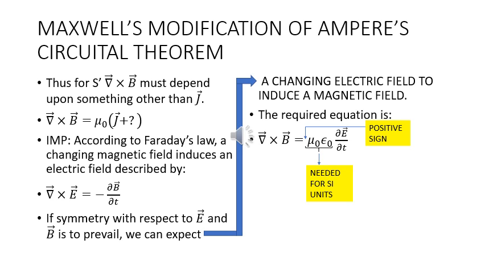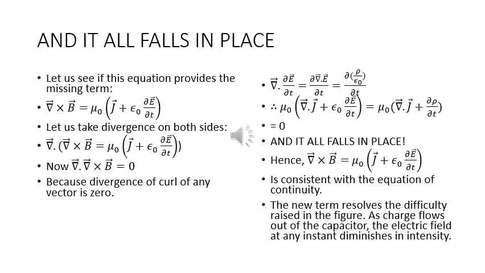It is important to remember that according to Faraday's law, a changing magnetic field induces an electric field described by curl of E equal to minus delta B by delta T. If symmetry between E and B is to prevail, we can expect a changing electric field to induce a magnetic field. The required equation is curl of B is equal to mu 0 epsilon 0 delta E by delta T. Mu 0 epsilon 0 is needed for SI units, and we have a positive sign in front of the equation. Let us see if this equation provides the missing term. Curl of B is equal to mu 0 open brackets j plus epsilon 0 delta E by delta T.